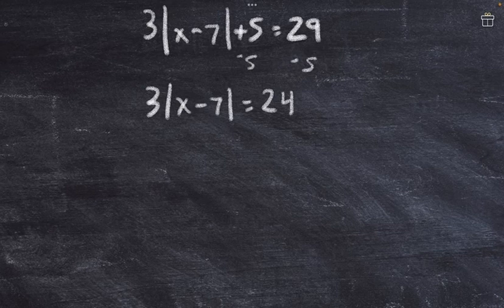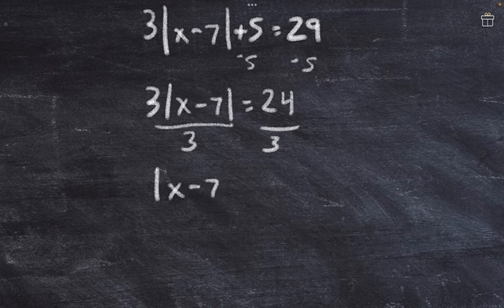Now, since we're multiplying by 3, to undo it, we need to divide both sides by 3. I'm going to show the work. Going to divide both sides by 3. And now we have the absolute value of x minus 7 is equal to 8. So now this looks, again, like the problem that we've already seen.